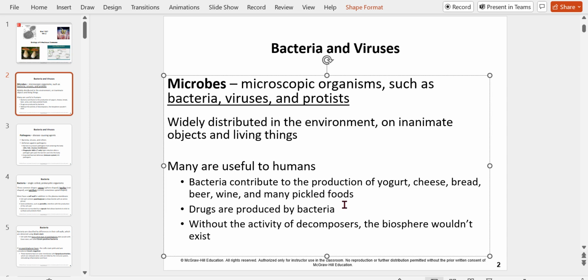A lot of drugs are made by bacteria. We produce insulin in big vats, made by bacterium. Without the activity of decomposers such as bacteria and these guys here, the earth wouldn't survive at all. They provide too much food to too many creatures.